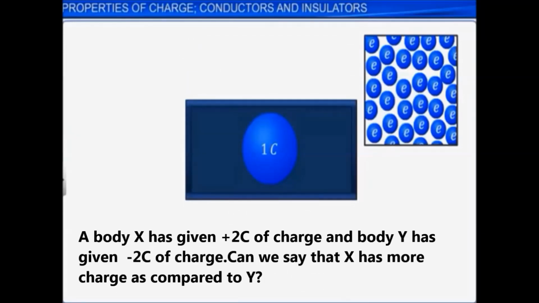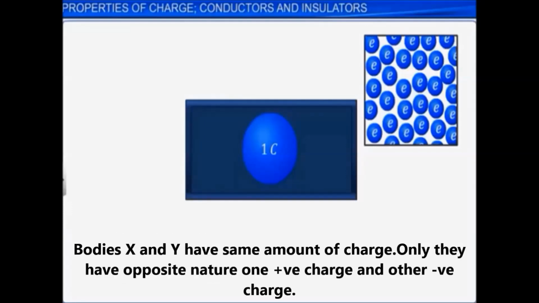Now solve one question. A body X has been given plus 2 coulomb of charge and body Y has been given minus 2 coulomb of charge. Can we say that X has more charge as compared to Y? The answer is both X and Y have the same amount of charge. Only they have opposite nature, one having positive charge and one having negative charge.